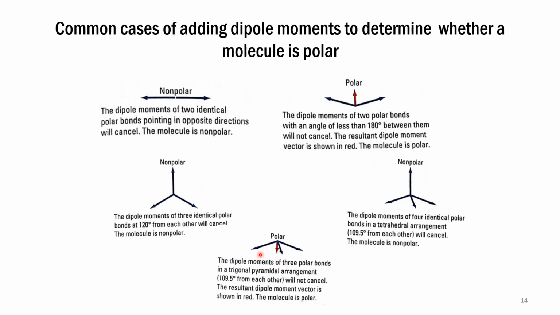Jadi trigonal piramidal. Kalau bentuk trigonal piramidal, ini pergi sini, pergi sini, sini, pergi sini. So semua jumlah dia adalah pergi ke arah bawah macam trigonal pyramidal arrangement. So it will not cancel each other out. So the resultant dipole moment vector is a polar molecule. Ini contoh-contoh dia lah. Bentuk-bentuk geometrical molecular geometry yang menentukan sama ada molekul itu adalah sama ada dalam keadaan polar ataupun tidak.